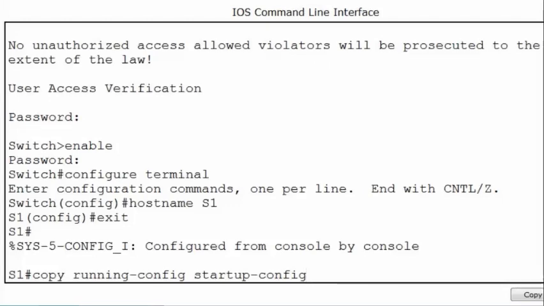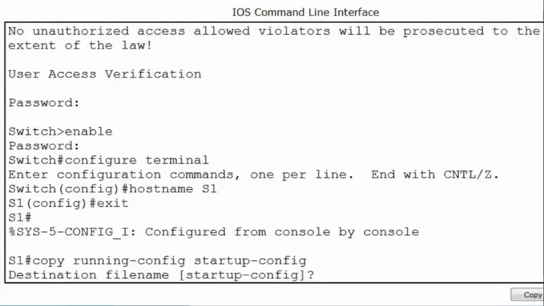The running configuration is the currently working configuration that's running in RAM memory. The startup configuration file is stored in NVRAM memory. The difference is that RAM is volatile and NVRAM is non-volatile. So if you copy the configuration to NVRAM, it will be available when the switch is restarted or reloaded.